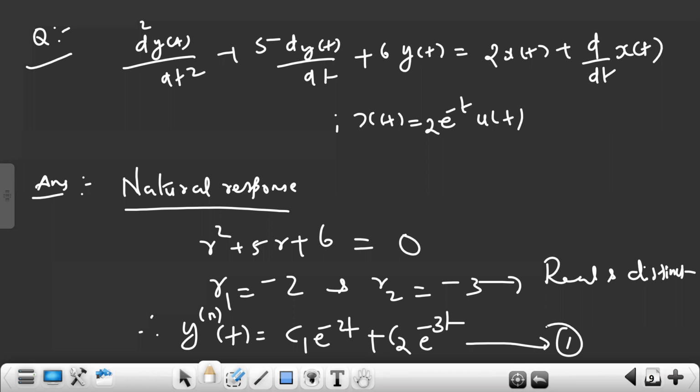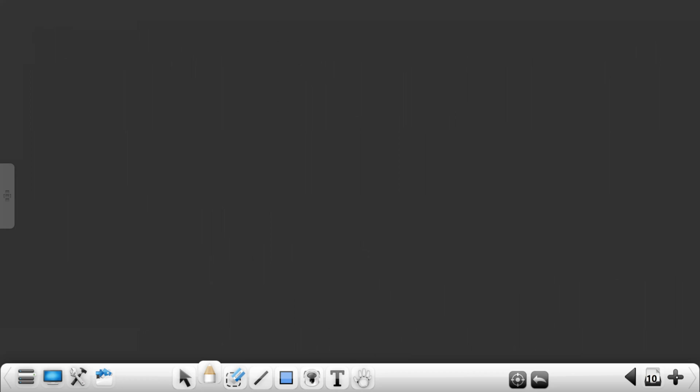The roots are real and distinct. Therefore, I have written the solution in this particular manner. You have 3 different cases. You need to refresh all those cases before coming to the class. That is why the natural response yn of t has now become c1 e to the power minus 2t plus c2 e to the power minus 3t. Now we will not find c1 and c2 at this point of time. Before finding c1, c2, we will go for the particular solution.